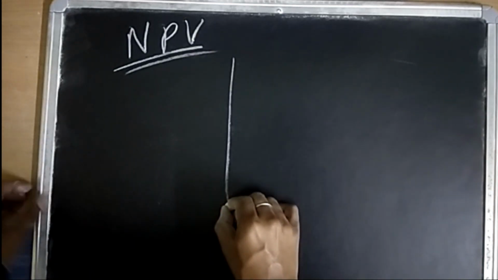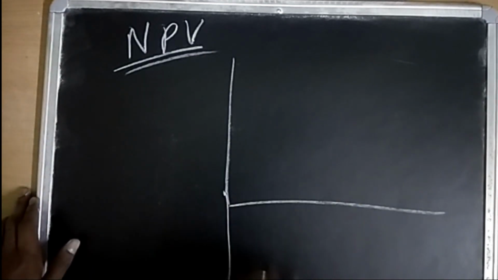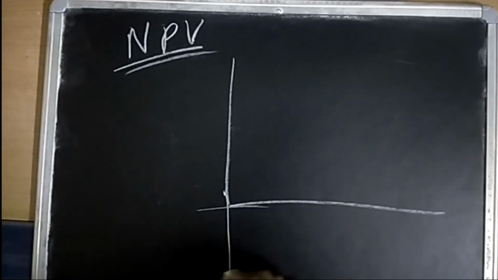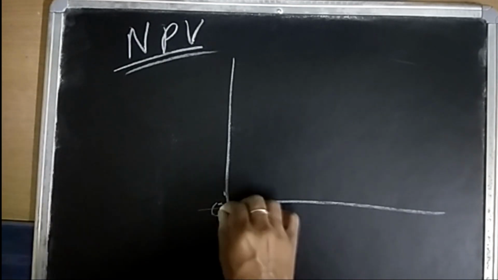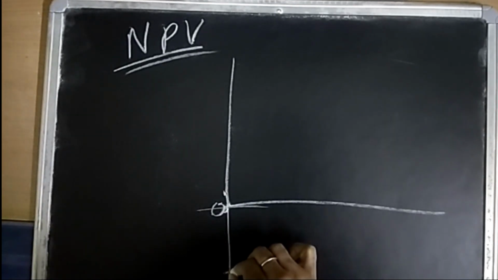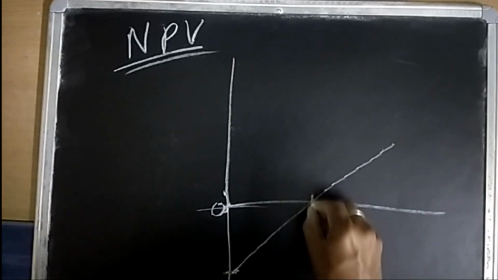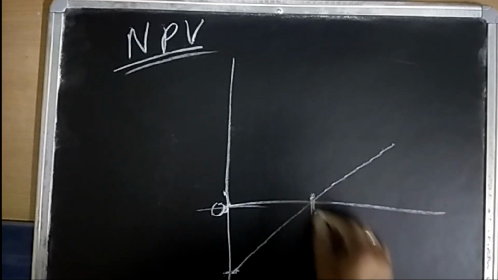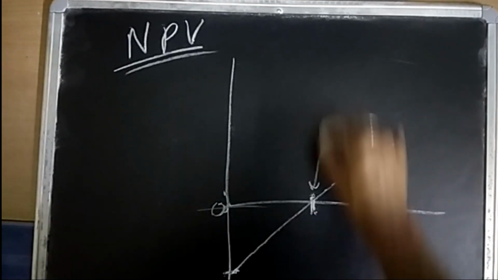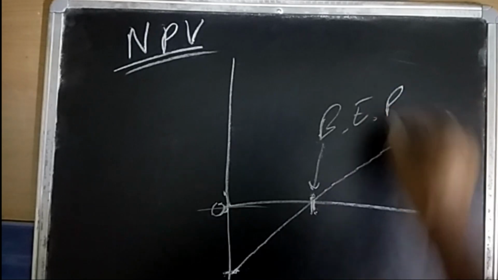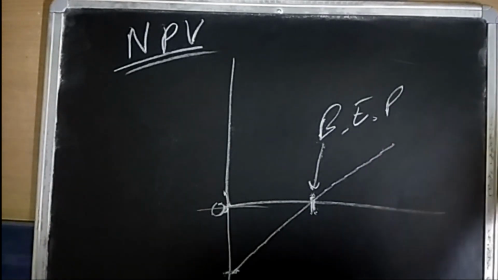Now let's move to a very important thing, NPV, net present value. There's also a chart like this. At the starting the net present value is negative, because at year 0 we invest, and slowly as the plant moves, we get our profits, and this is when the net profit is 0. So this is the break even point.